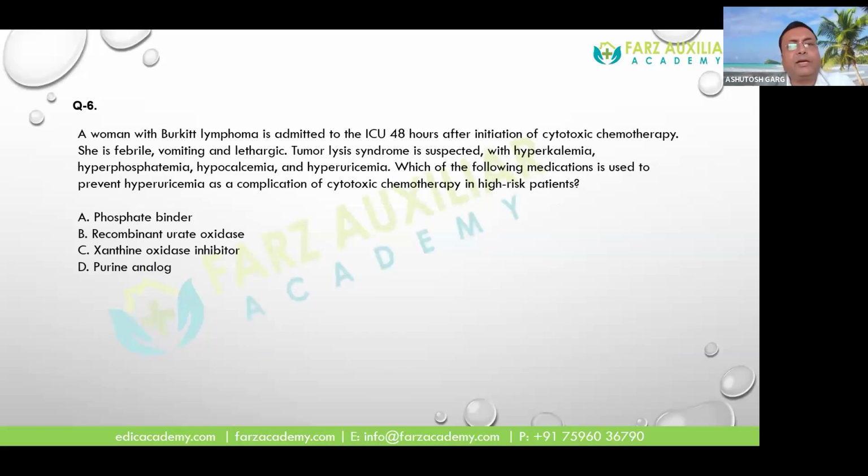A woman with Burkitt lymphoma is admitted to the ICU 48 hours after initiation of cytotoxic chemotherapy. She is febrile, vomiting, and lethargic. TLS is suspected, tumor lysis syndrome, with hyperkalemia, hyperphosphatemia, hypocalcemia, and hyperuricemia. Which of the following medications is used to prevent hyperuricemia as a complication of cytotoxic chemotherapy? Phosphate binder, recombinant urate oxidase, xanthine oxidase inhibitor, purine analog.